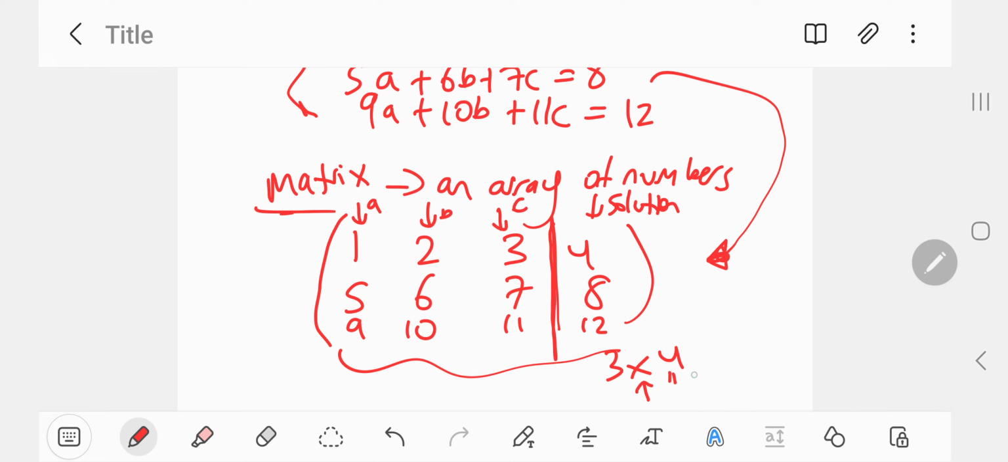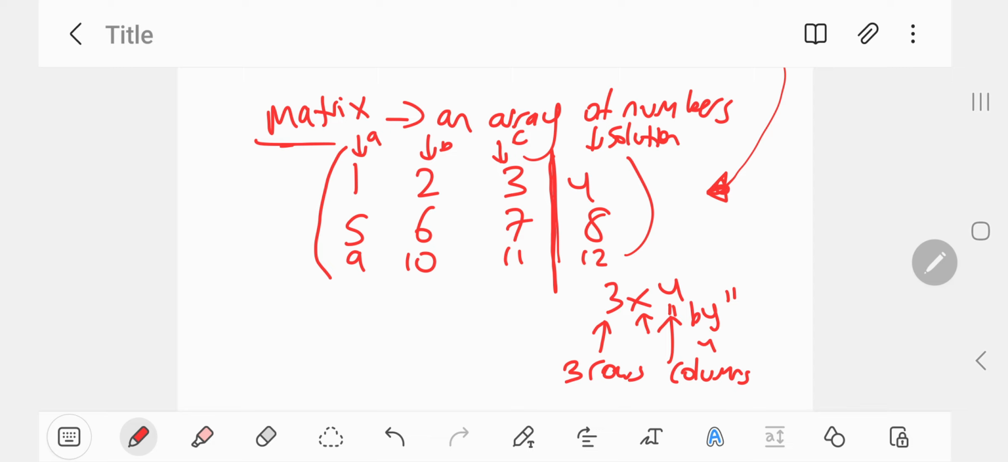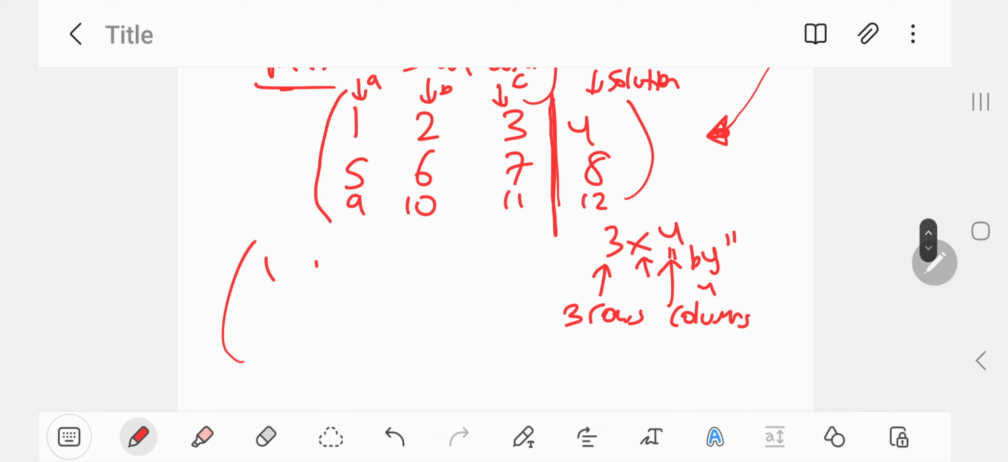This means by. It doesn't mean multiply. So when someone says you've got a 3 by 4 matrix, you've got a matrix that's got 3 rows. That's how many rows there are. By 4, there's 4 columns in this case. So there's 3 rows and there's 4 columns. Right? It's a 3 by 4 matrix. If you had something which looked like this, it would be a 2 by 2 matrix. It's got 2 rows and 2 columns.